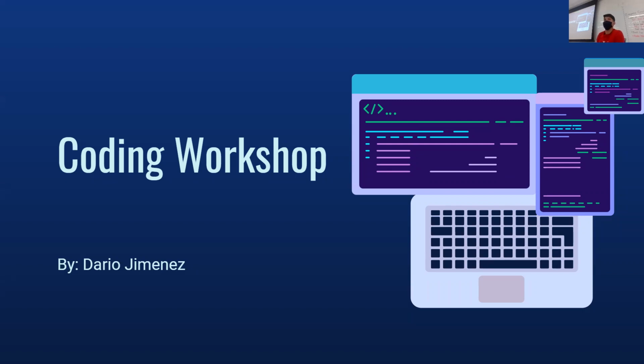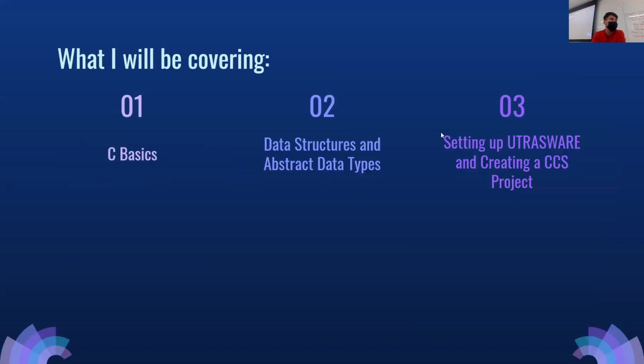I'm gonna assume you don't know anything about programming, so I'm just gonna go with very basics for now, at least in the beginning. So this is pretty much what I'm gonna be covering: C basics, data structures and abstract data types. I'll get to that later.